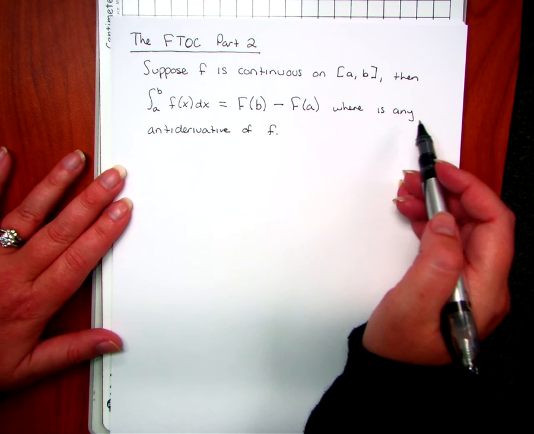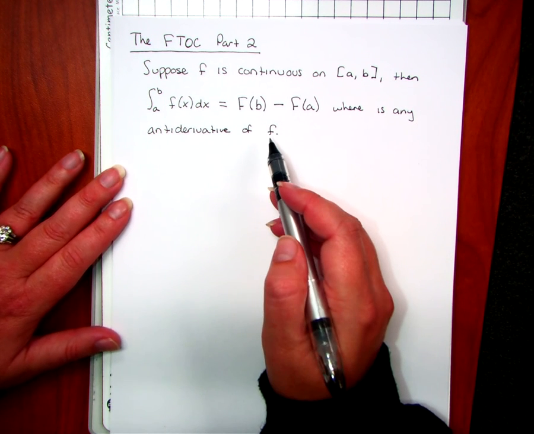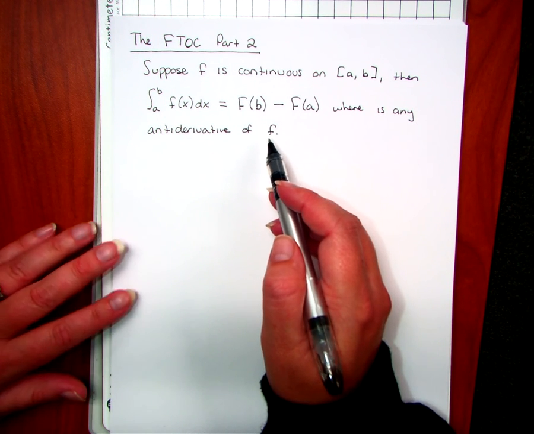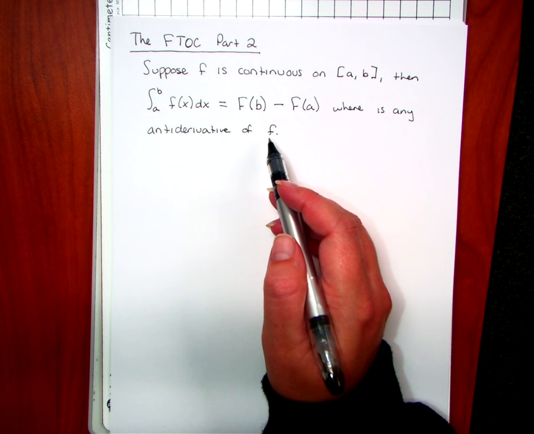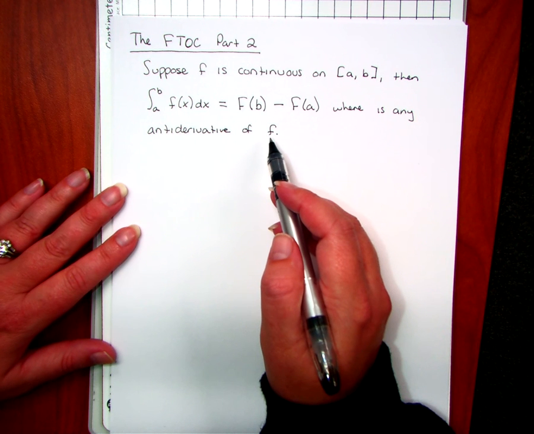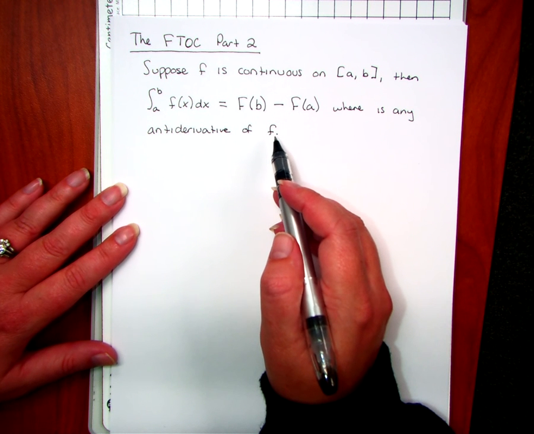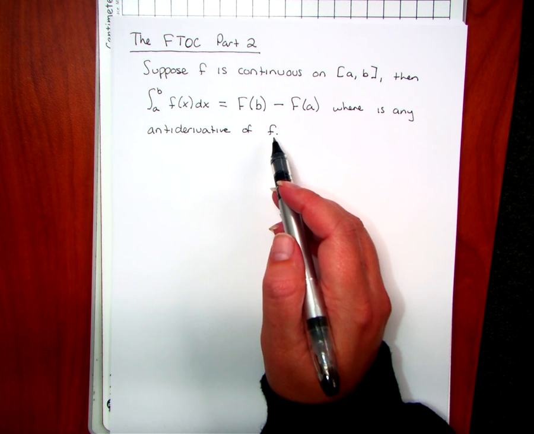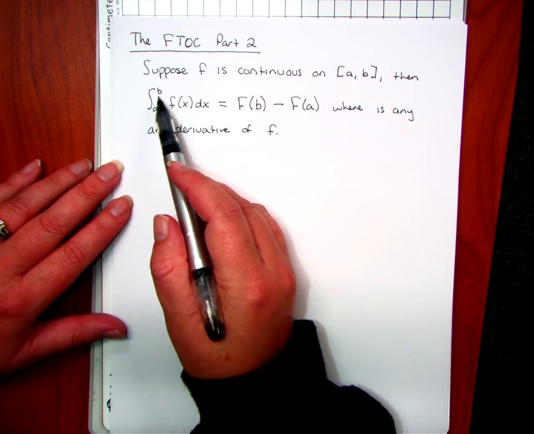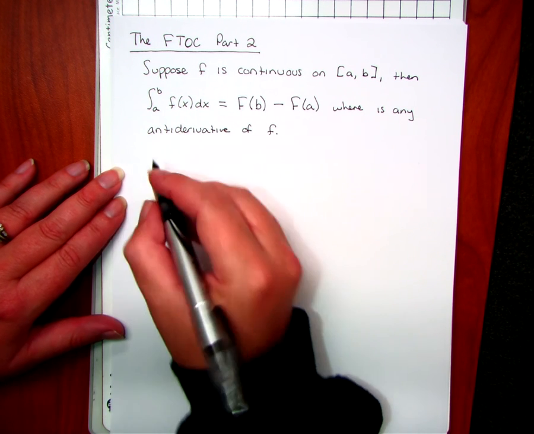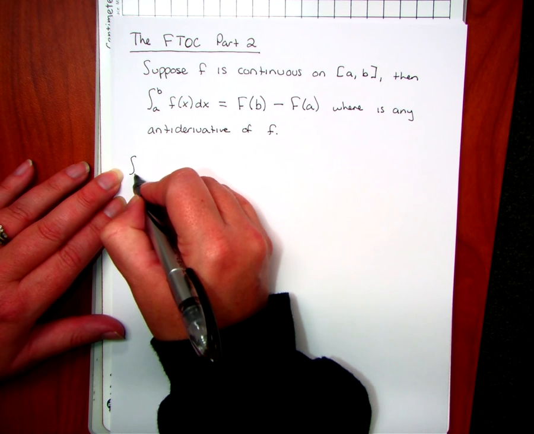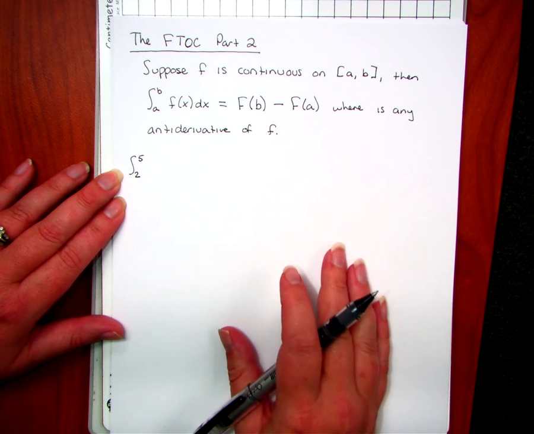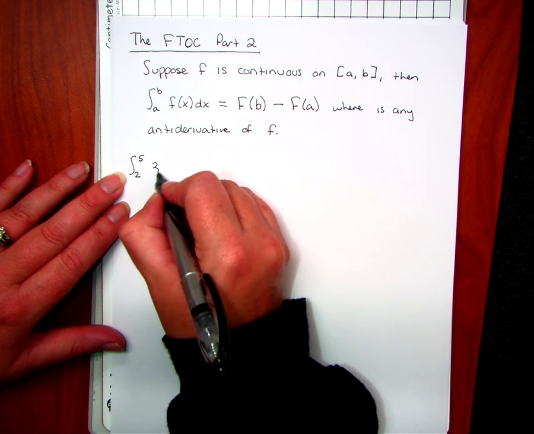They say any antiderivative because we can add generic constants. So 3x squared plus 2 is an antiderivative, 3x squared minus 1 is an antiderivative. We can change those constants, so we take into consideration any constant that's added to that antiderivative. This is called a definite integral. So let's go ahead and calculate a definite integral. Let's integrate from 2 to 5 this polynomial.